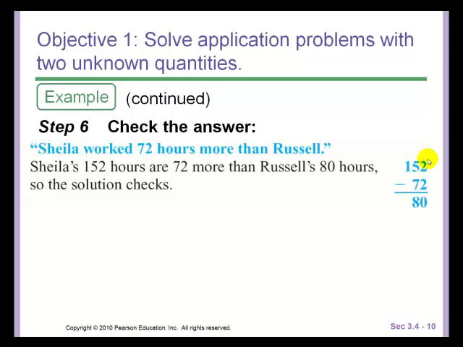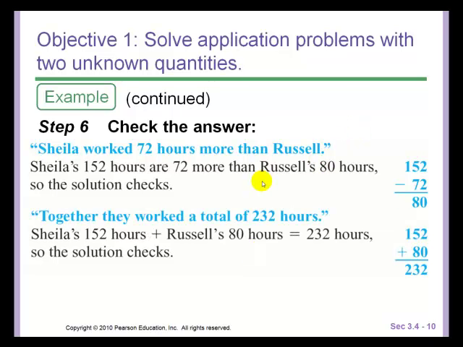If we take Sheila's 152 and subtract 72, we get the 80, which we found for Russell. So that statement checks out. The other statement from the question was that together they worked a total of 232 hours. If we add their hours together, 152 plus 80, we get 232. Therefore, our answer is checked out.